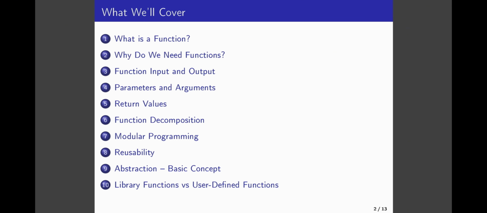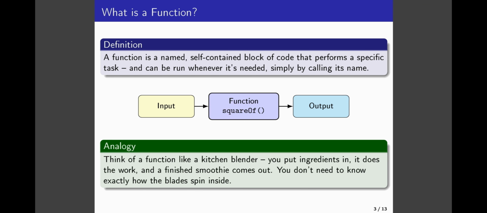So here's the concept that we will cover through the video, all centered around one core idea: breaking your code into small, reusable, well organized pieces. We will start with what a function actually is, move into parameters, arguments, and return values, and then finish up with decomposition, modularity, reusability, and abstraction. These are some of the most important concepts you will carry with you for the rest of your programming journey. So let's start with the basics.